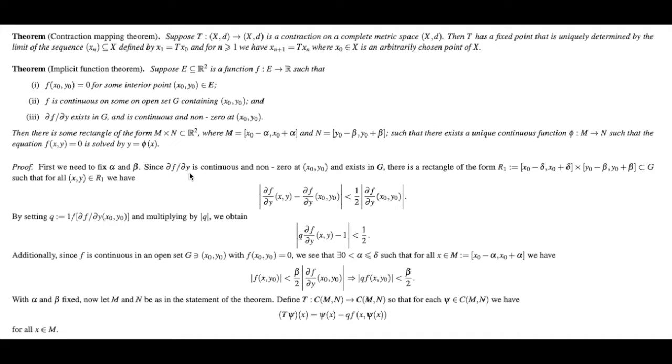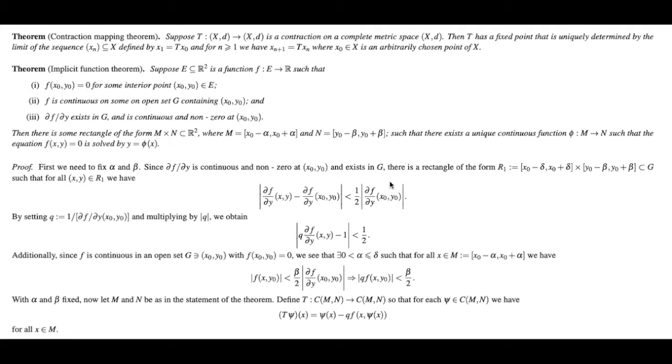So we first know that the partial of f with respect to y is continuous and non-zero at (x0, y0) and exists in G. So there must be some rectangle of the form R1 equal to x0 minus delta to x0 plus delta cross y0 minus beta to y0 plus beta, which is contained entirely in G, and G is open, so that's why it's properly contained, such that for every (x, y) in R1, we have that the partial of f evaluated at (x, y) minus the partial of f evaluated at (x0, y0) has magnitude less than half times the magnitude of the partial of f with respect to y evaluated at (x0, y0).